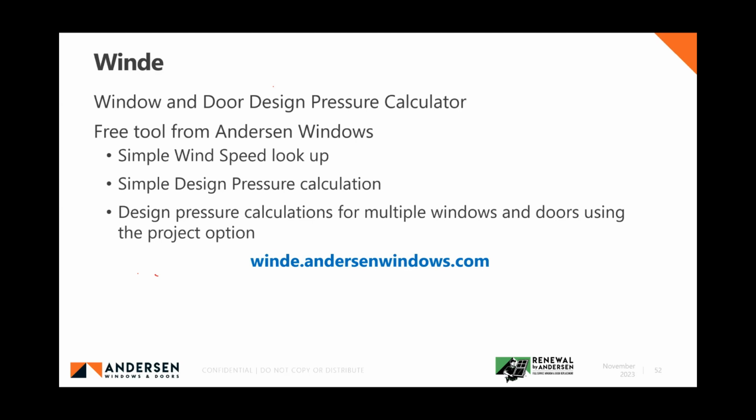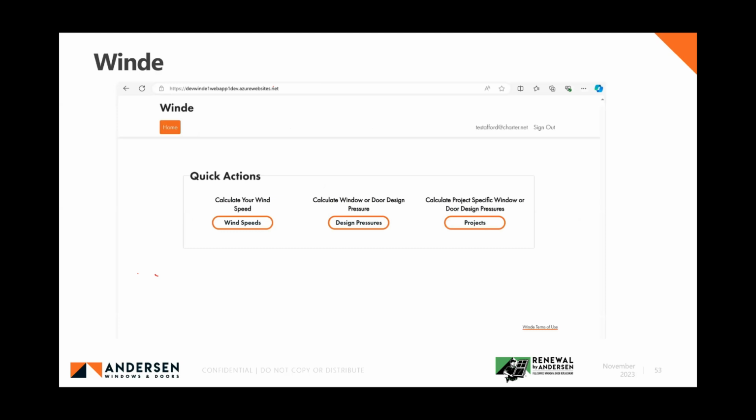You can do a simple wind speed lookup, like the one shown on the left, to calculate your wind speed. It'll also calculate a window and door design wind pressure for you.